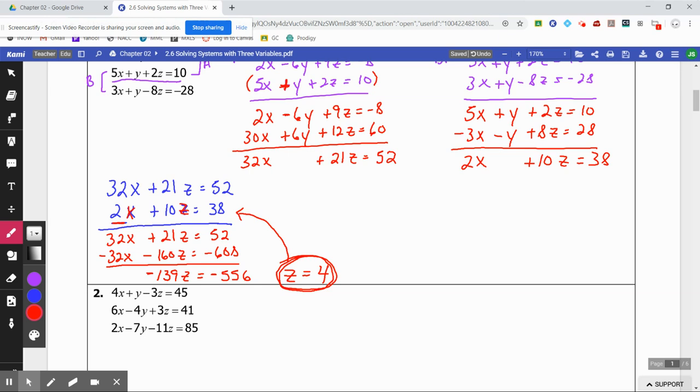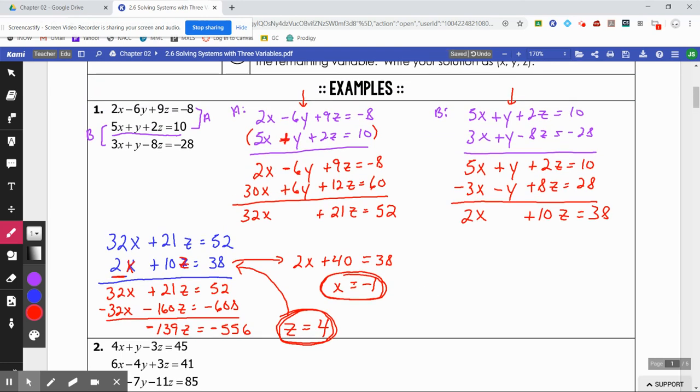So let's do that. I'm going to plug it into this second equation here, and I'm going to end up with this. And once I move my 40 over and I divide by 2, I'll find out that x is now -1. So now I have an x value and I have a z value. And in order to find a y value, now is when I go back to my originals.